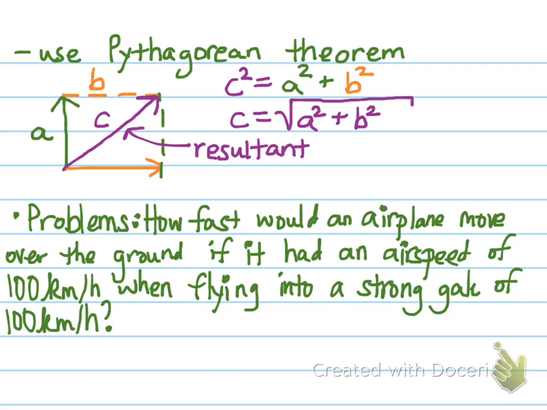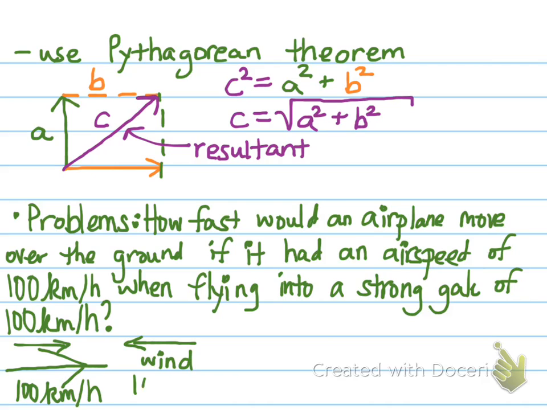So again, I like a picture. It doesn't really matter which way we have our plane flying, so I'm going to put it flying east. And remember, it's going 100 kilometers per hour. But there is also a wind acting that is 100 kilometers per hour. So these are my vectors. I have my arrows here.